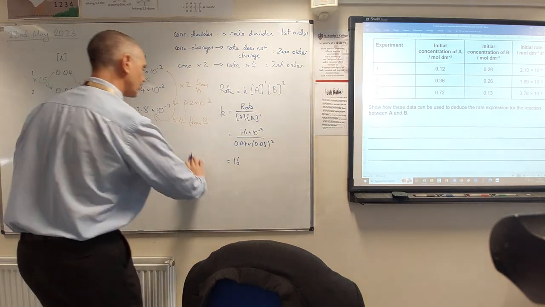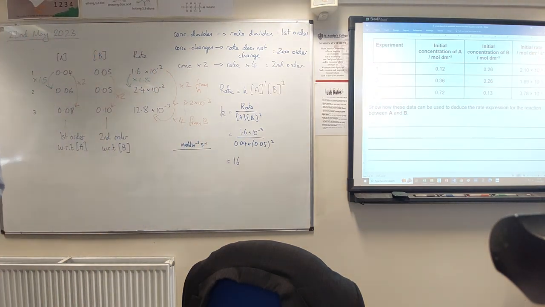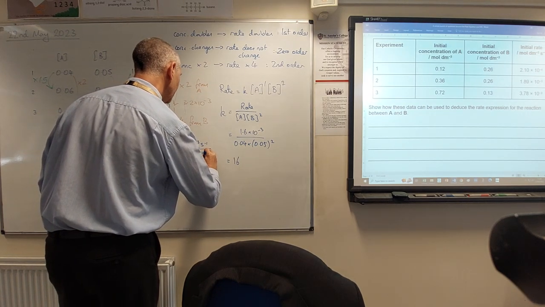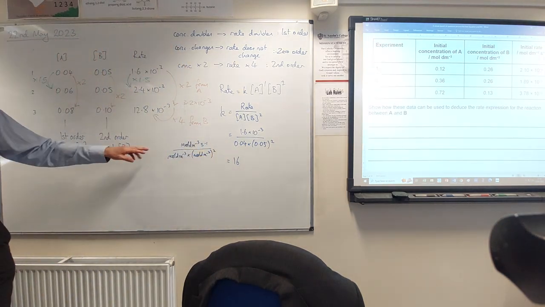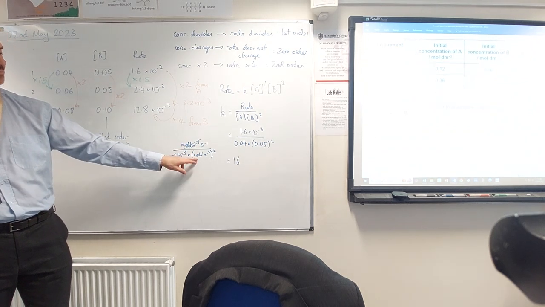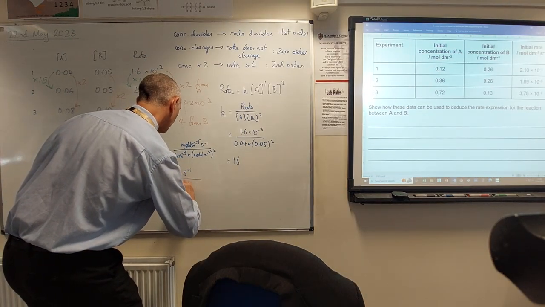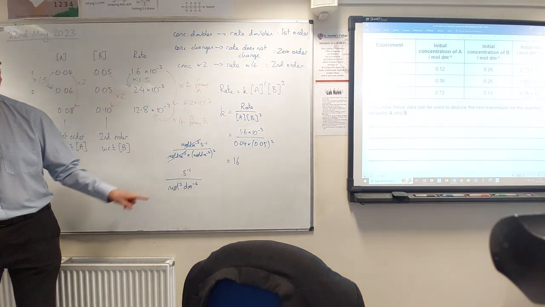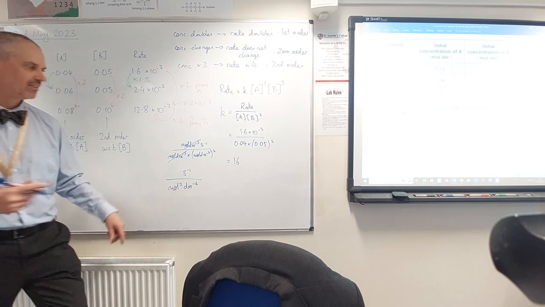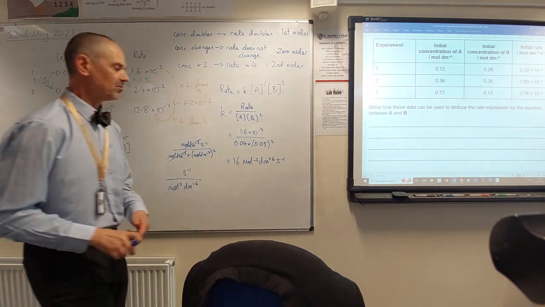Mole minus 2, dm6, s minus 1. So it's mole per dm cubed per second on the top, mole per dm cubed times mole per dm cubed squared on the bottom. So we've got mole per dm cubed will cancel. So seconds to the minus 1 over mole per dm cubed squared. Well, mole per dm cubed squared is moles squared dm minus 6. 1 over moles squared will be mole minus 2. 1 over dm minus 6 will be dm plus 6. So we'll end up with mole minus 2 dm plus 6 s to the minus 1.